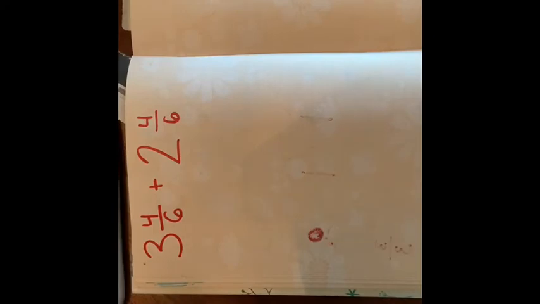So the last method we will be working with is the arrow way method. So take a moment to write down the addition sentence, 3 4/6 plus 2 4/6. When you're ready, you can resume this video.